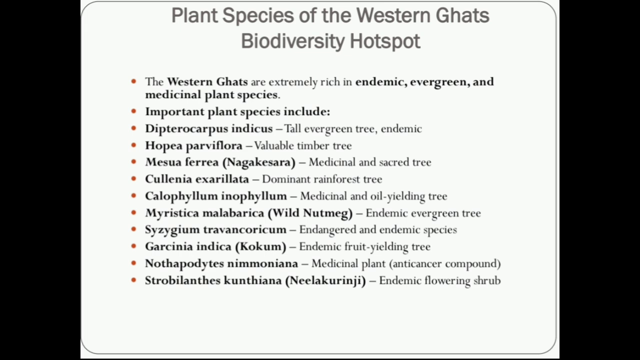The Western Ghats are extremely rich in endemic evergreen and medicinal plant species. The important medicinal plants in this region are Dipterocarpus indicus, which is a tall evergreen tree and endemic, Hopea parviflora, valuable timber yielding plant, Mesua ferrea, medicinal and sacred tree, Kingiodendron pinnatum, dominant rainforest tree, Calophyllum inophyllum. It is a medicinal and oil yielding tree. Myristica malabarica. It is endemic evergreen tree. Syzygium travancoricum, which is endangered endemic species of this region.